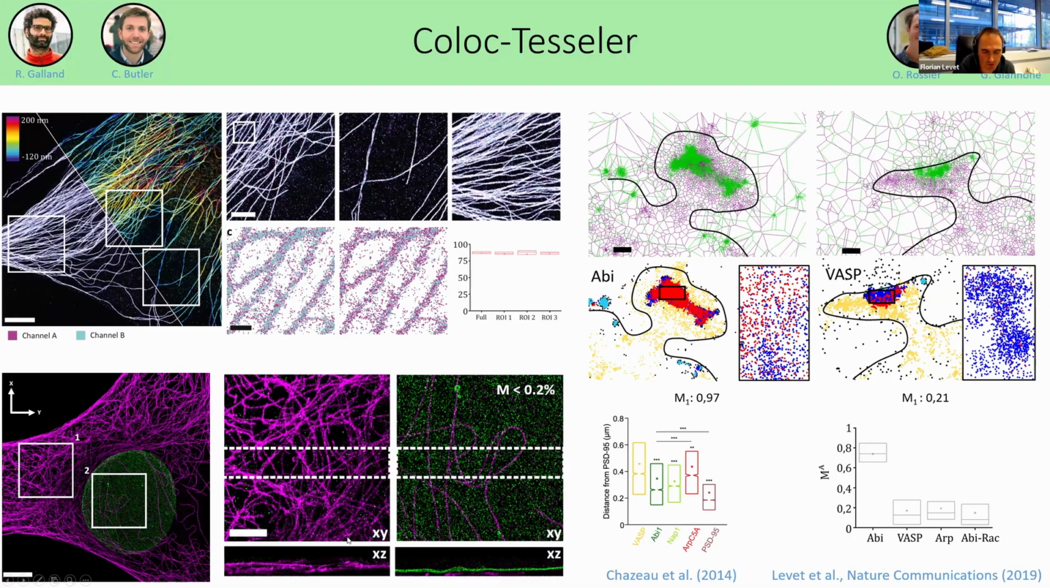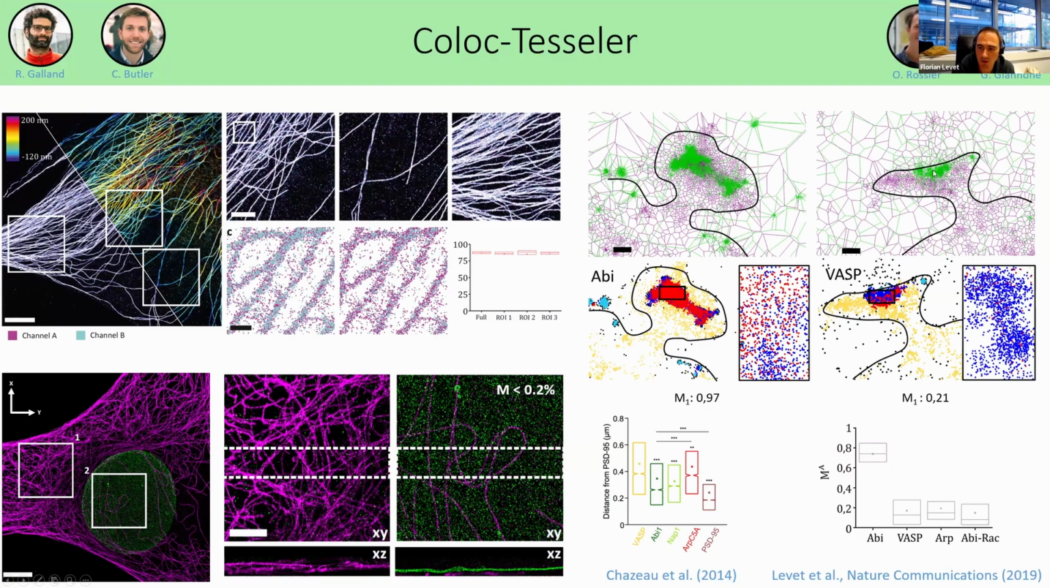The second control was showing that when you have a 3D dataset, it's better to do 3D colocalization analysis, because otherwise, if you do 2D, you will have some colocalization that occurs while it's not occurring in reality, because of the 3D data.